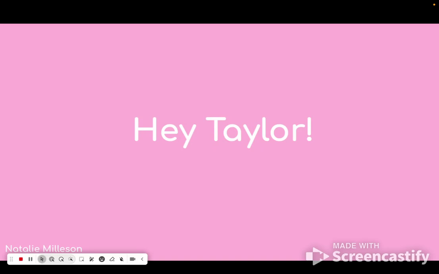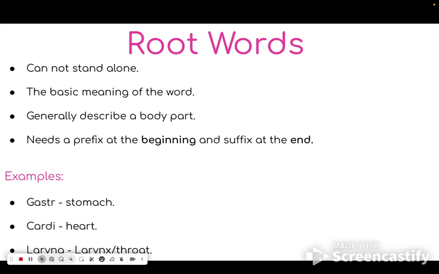First, we're going to look at simply just the word parts you'll be saying as you put these words together. The first word part will be root words. Root words cannot stand alone. They're the basic meaning of a word. They generally describe a body part and they need a prefix at the beginning and a suffix at the end. Some examples of root words are gaster, which means stomach, cardi, which means heart, and larynge, which means larynx or throat.